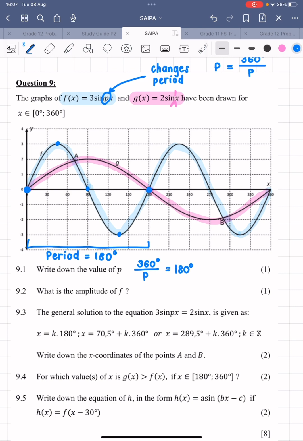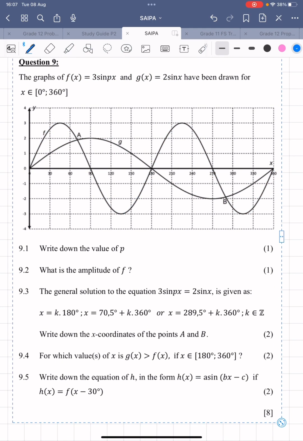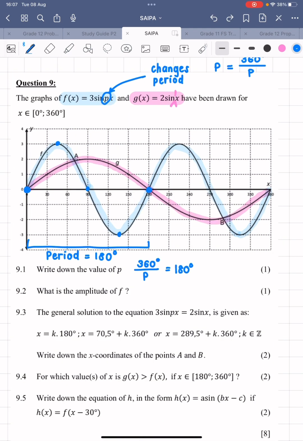Now 360 divided by what is equal to 180? Oh, sorry about that. Let me just move that. 360 divided by 2 will give us 180 degrees. So the value of p in this case is 2. You can see that it's a 1-mark question, so you don't actually have to show working in order to get to that answer. You can just write that p is equal to 2.